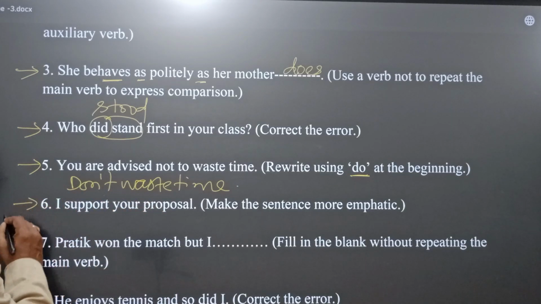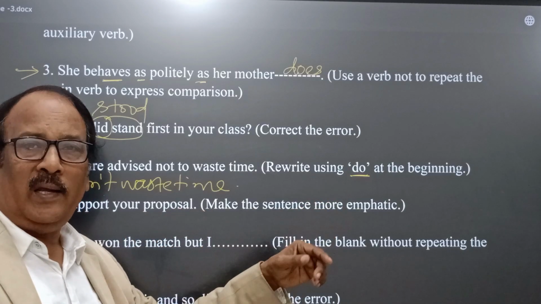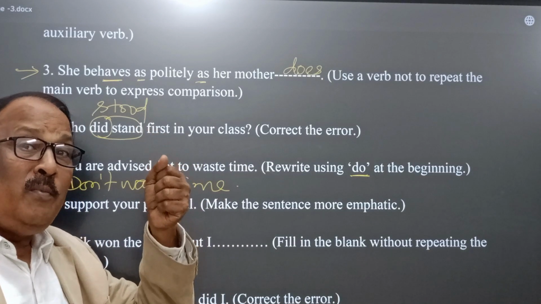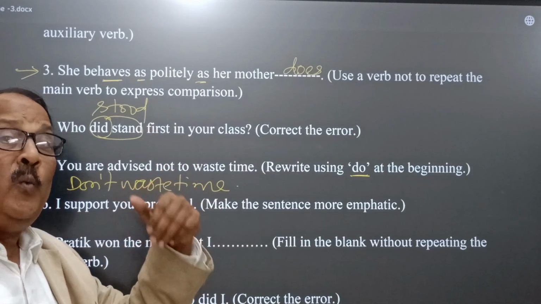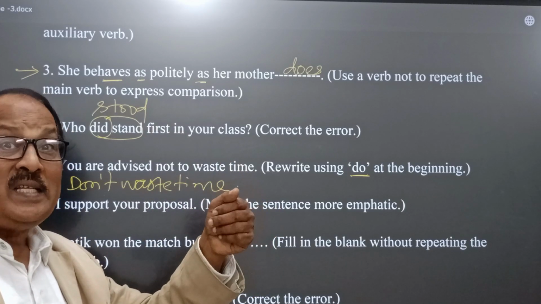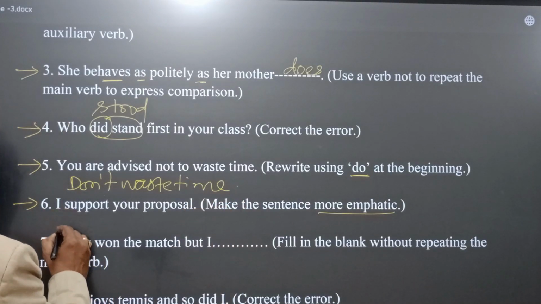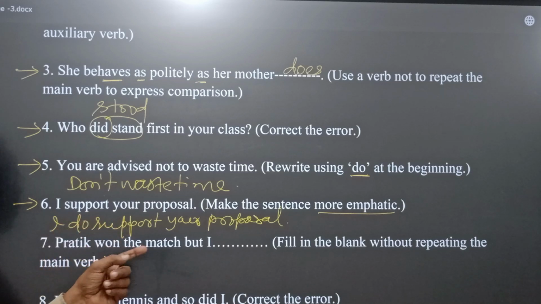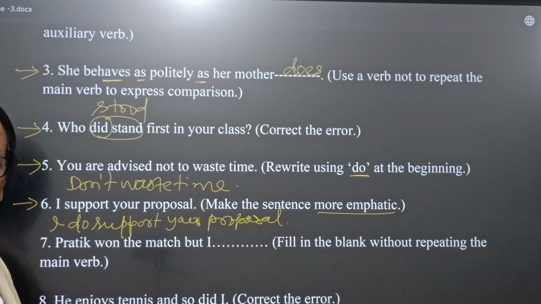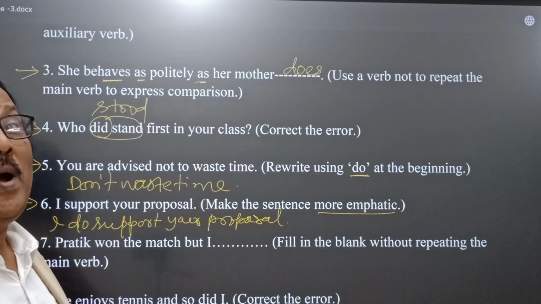Question number 6. I support your proposal. Make the sentence more emphatic. We have already discussed that by using the auxiliary verb do before the main verb, we can strengthen or express a sentence emphatically by making the main verb strong. So the answer is I do support your proposal. Means I strongly support your proposal. This is the way we can express the sentence emphatically.